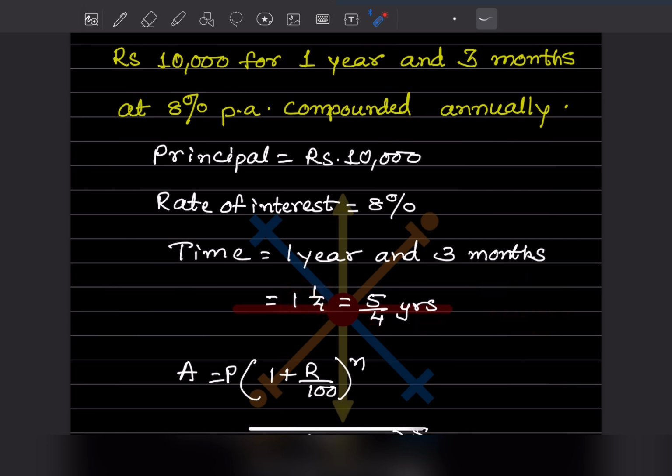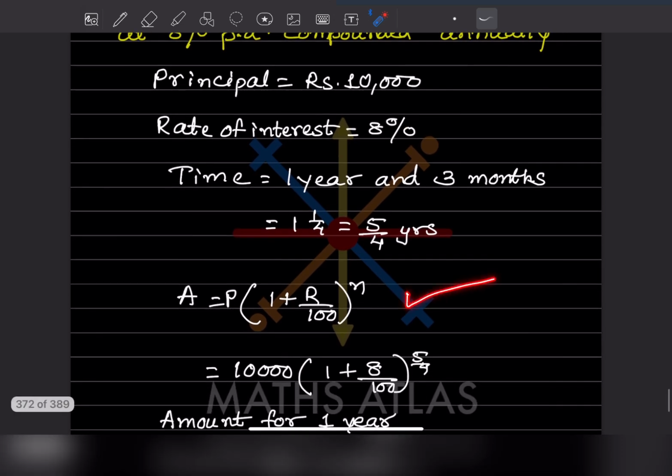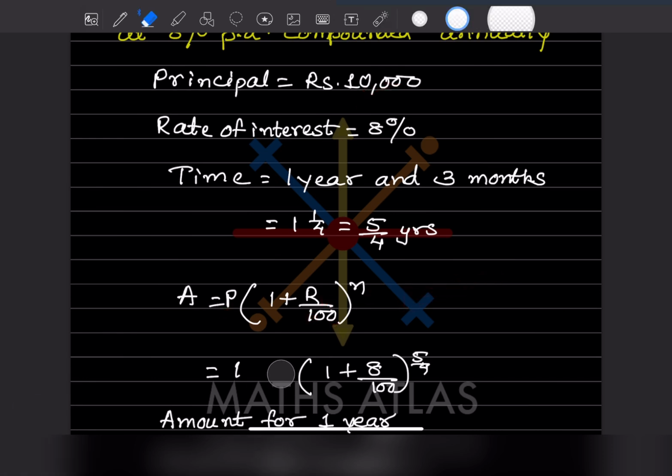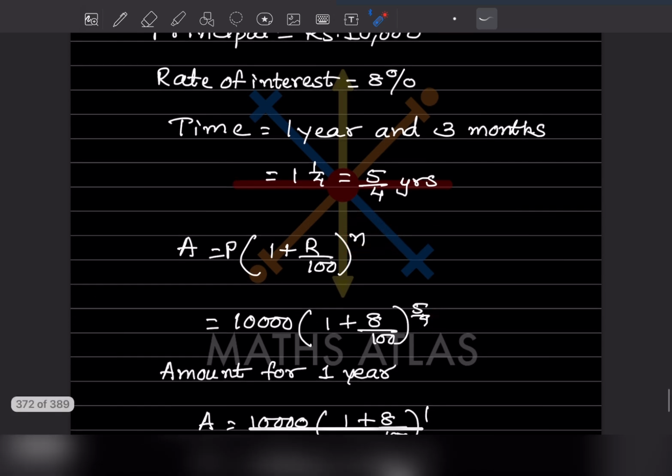Now, they said compounded annually, so you are going to use this formula: A is P into (1 plus R by 100) raised to n. The principal is given as 10,000, 1 plus 8 by 100 raised to n, and n is 5 by 4.